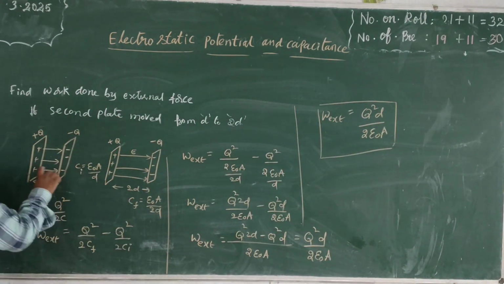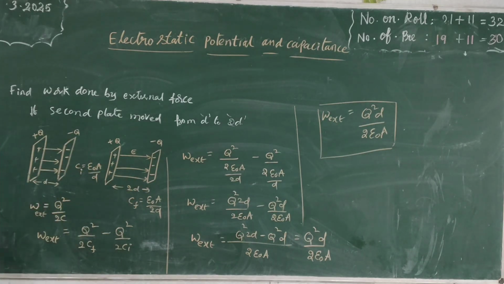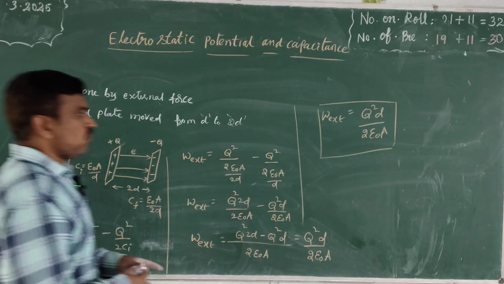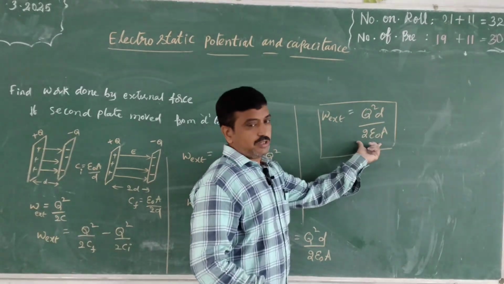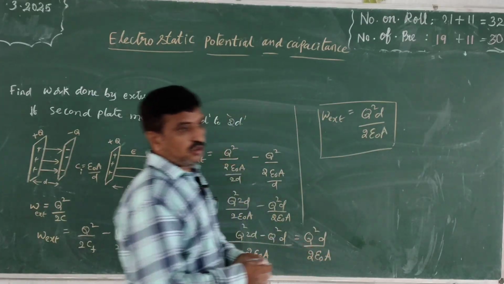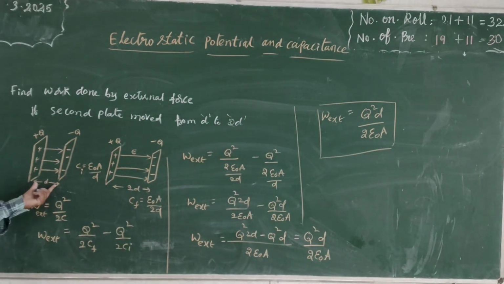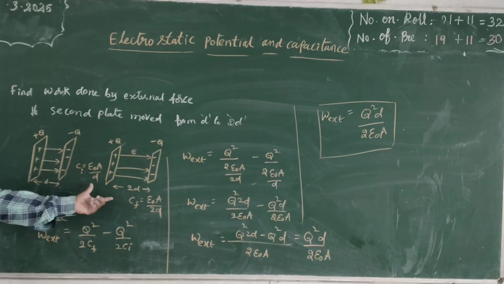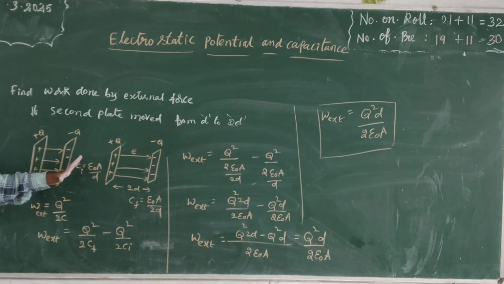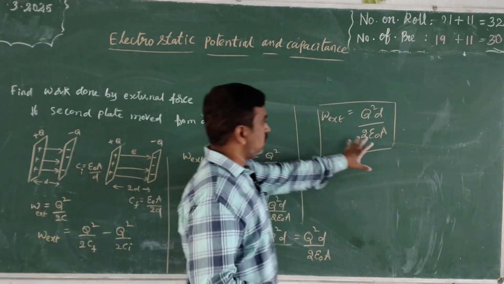This is the work done by the external force for moving the second plate from distance d to distance 2d. What is the work done by the external force? Q square d by 2 epsilon naught A. This is the formula for moving the plate from distance d to 2d distance.